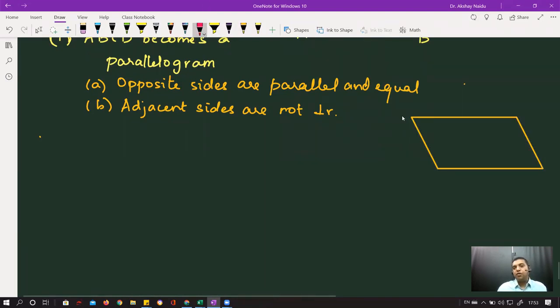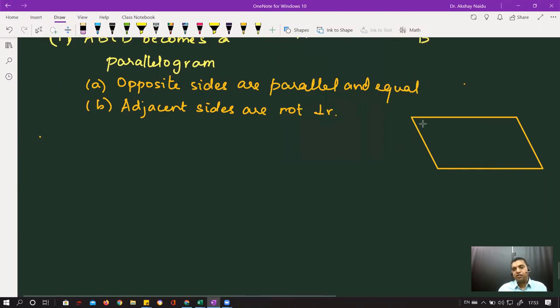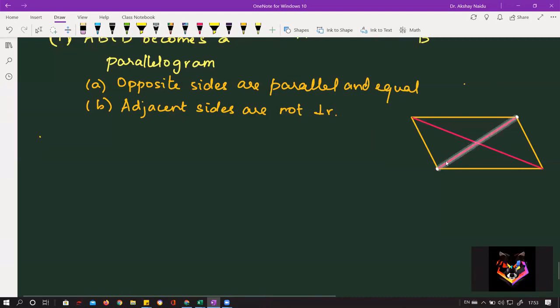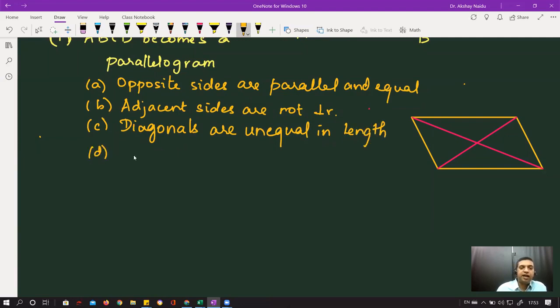Now, what can you say about the diagonals? Will the diagonals be equal? No, sir. No. Very good. Two things: diagonals are unequal in length, and diagonals are not perpendicular to each other.